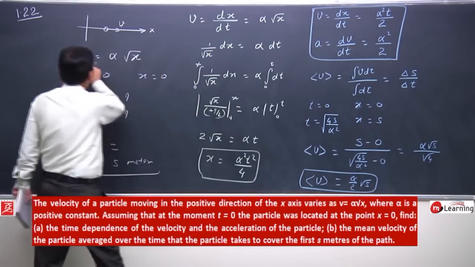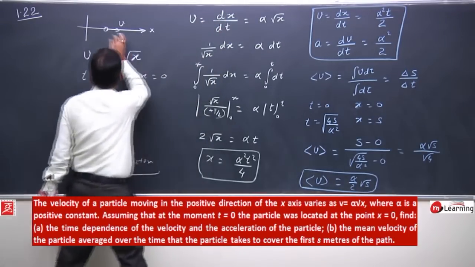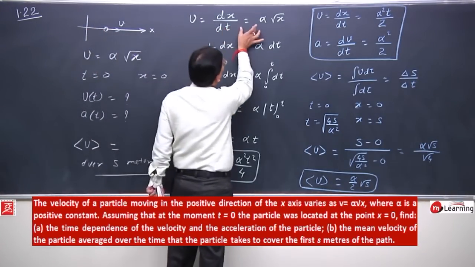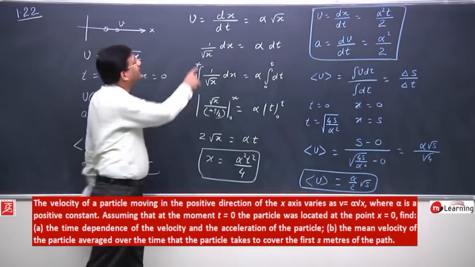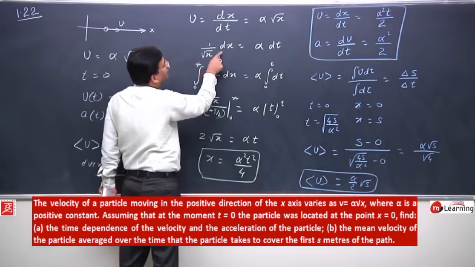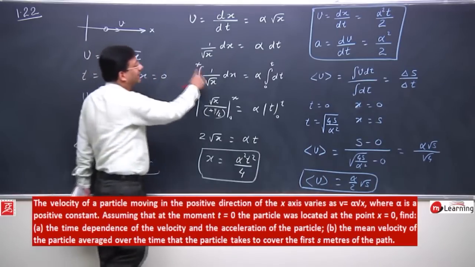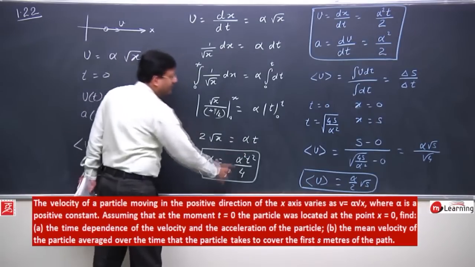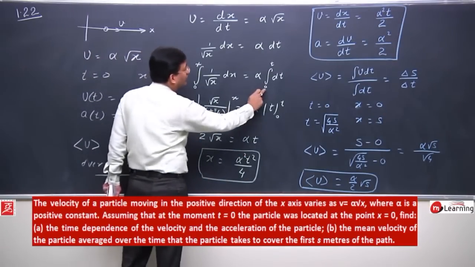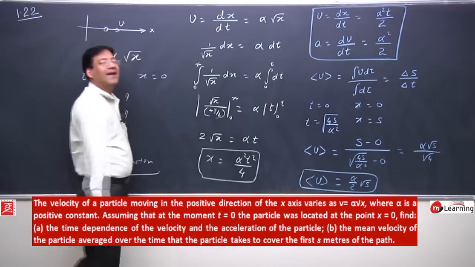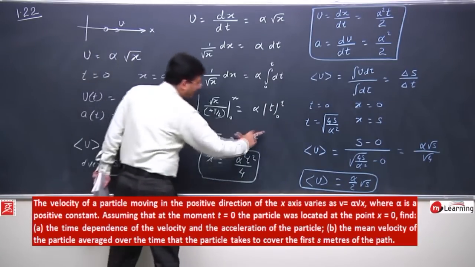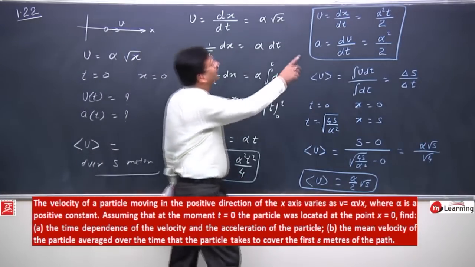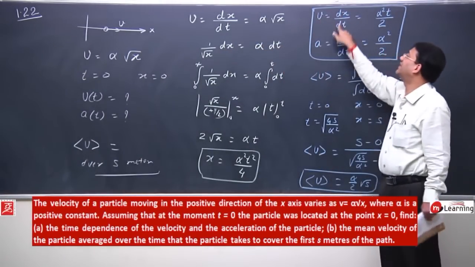First of all, we wrote that velocity could be written as dx by dt because the particle is getting displaced along the x-axis, and this dx by dt equal to alpha root x. I had rearranged this differential equation as 1 by root x dx equal to alpha dt. I had integrated it on both the sides and put the limits. At t equal to 0, displacement is 0. At any time t, x is the displacement. So this is the equation that we get for displacement variation with time. I had differentiated it in order to get the velocity. Velocity is dx by dt.